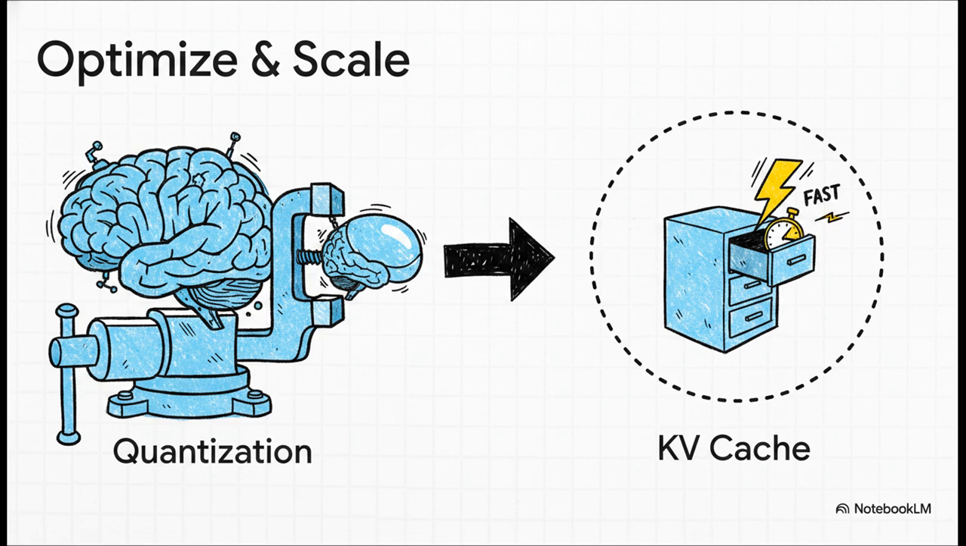Without getting totally bogged down in the math, quantization is just a way of slightly reducing the decimal precision of our numbers. This dramatically shrinks the model's physical memory size, making it actually affordable to run on our servers without losing much intelligence. We also use a KV cache to remember previous calculations, which massively speeds up how fast the AI can type out its answers for you.